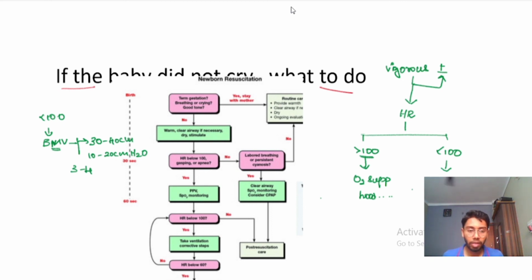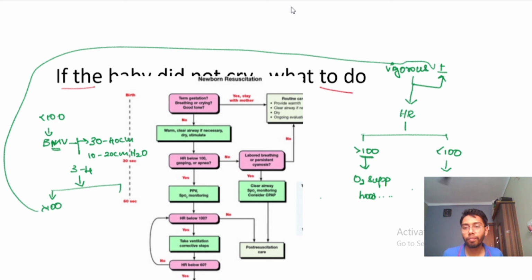We'll have to give bag and mask ventilation. Even if the heart rate doesn't improve after positive pressure ventilation, we'll have to classify once again. If the heart rate has come back to normal, then we'll go to routine newborn care. I told you before, you will be going back to that.